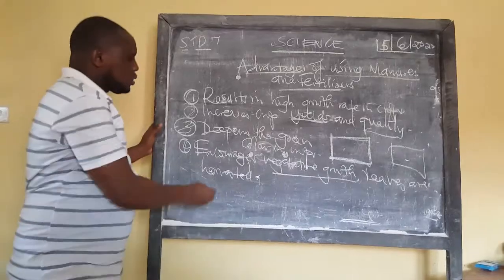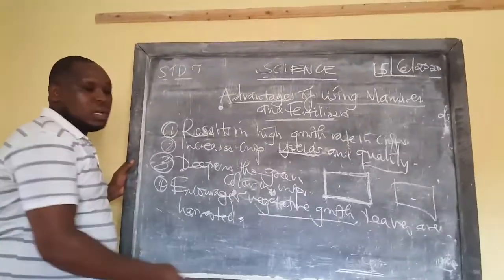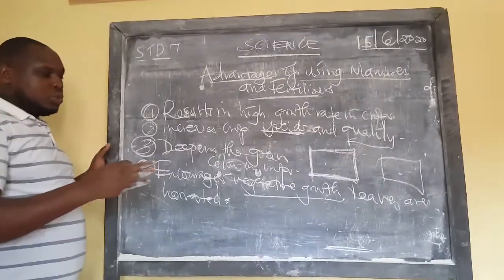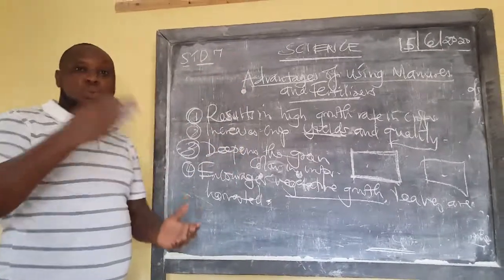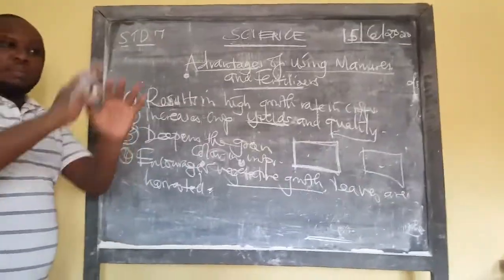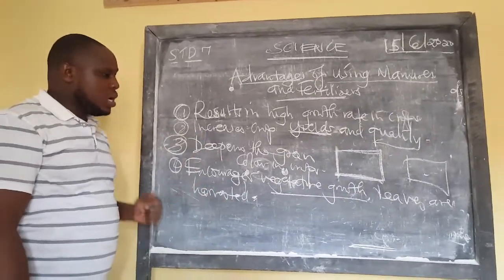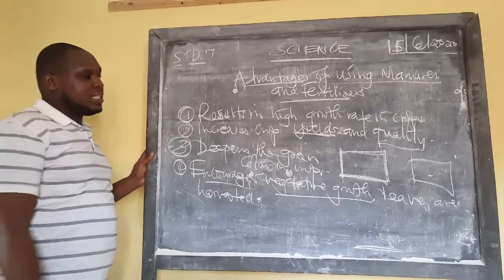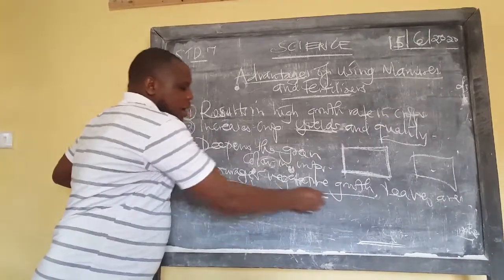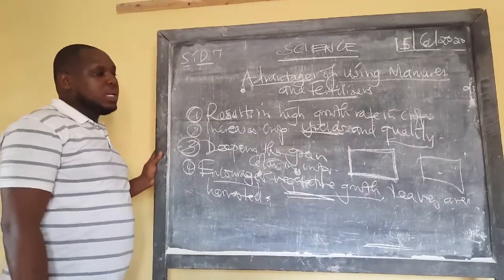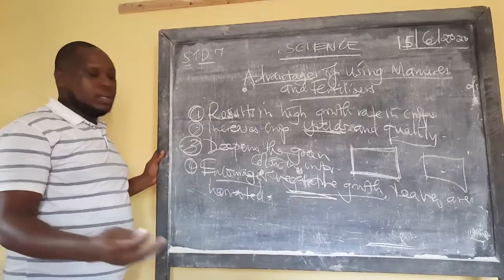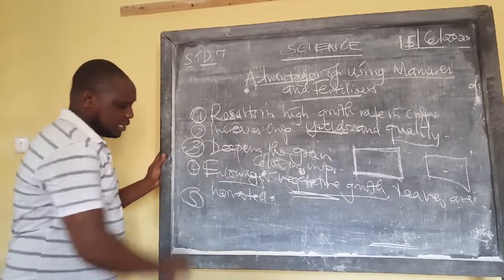So once we use manures and fertilizers, we encourage growth of big leaves, because that is what we want. Quantity of the leaves, big leaves, so that they can be sold at a very good price in the markets. So once you use these manures and fertilizers, you are able to achieve vegetative growth, which will lead to fetching of high prices in the market.